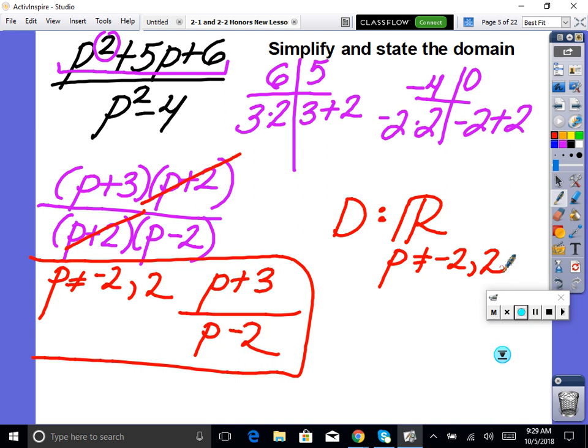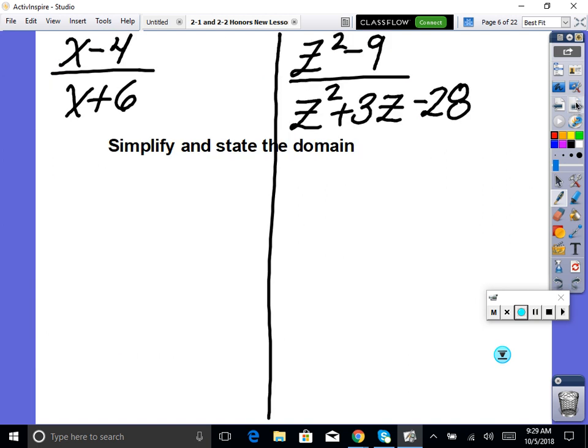So in simplifying, part of the answer is stating the restrictions, really. Okay, let's do another one. It says simplify and state the domain. So let's see. Factor the top, check. Factor the bottom, check. Those are factored.